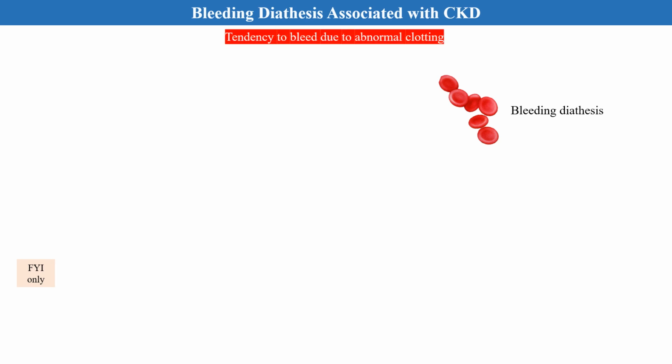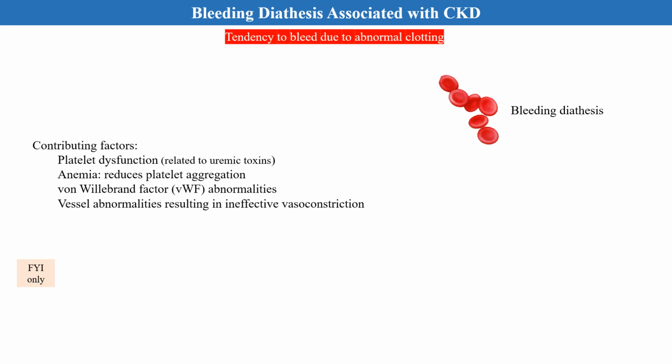Patients with advanced CKD may also have bleeding diathesis or a tendency for easy and prolonged bleeding due to problems with normal clotting. Contributing factors include platelet dysfunction inherent to uremia, reduced platelet aggregation due to the presence of various uremic toxins, concurrent anemia, abnormalities of von Willebrand factor and blood vessels that result in ineffective vasoconstriction.